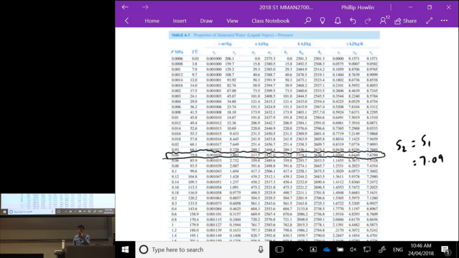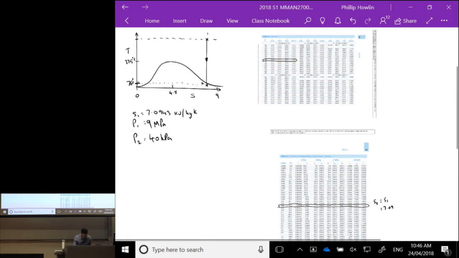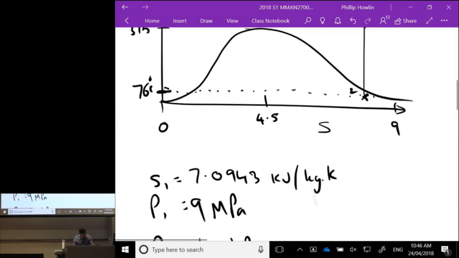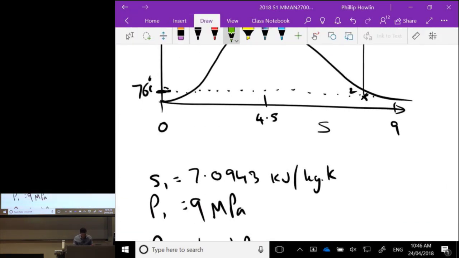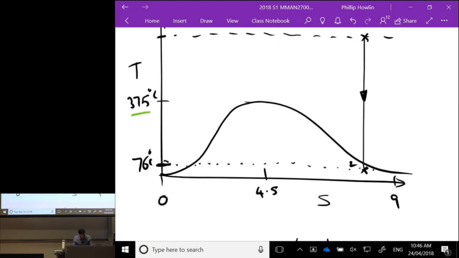Great question. Where do these numbers come from? I got a question which is good. So where's 375 come from? And where's 76 come from? And indeed, where does 0 and 9 come from? And 4.5. So that's probably things I should just talk to for a moment.